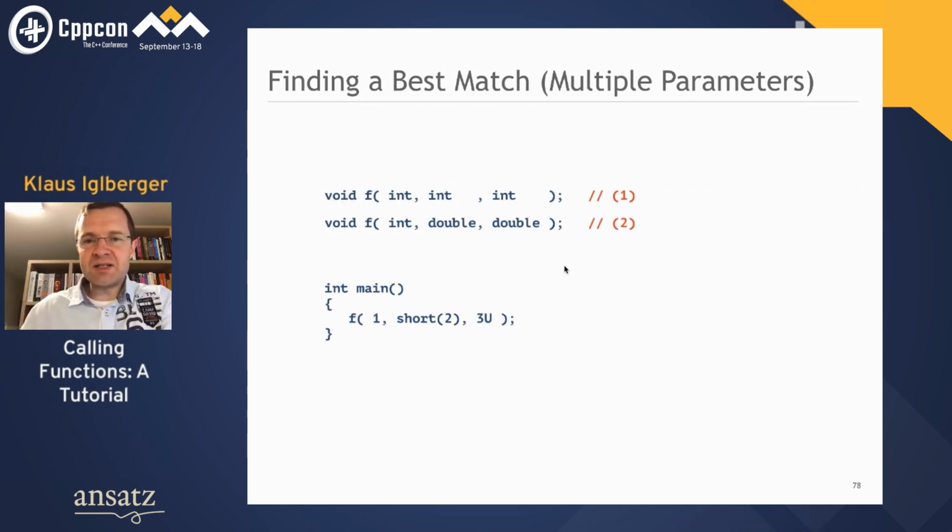So for instance, consider these two functions, function 1 and function 2. The first function takes 3 integers. The second one takes 1 integer and 2 doubles.